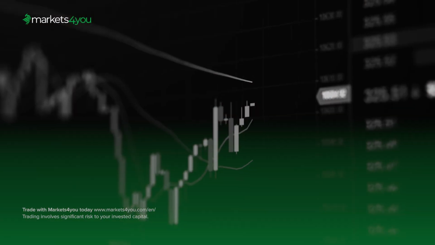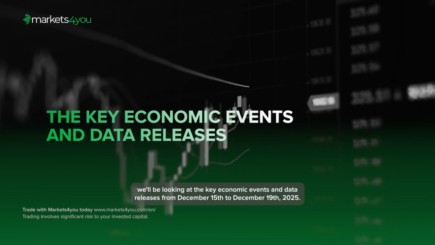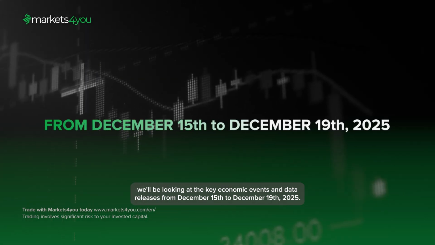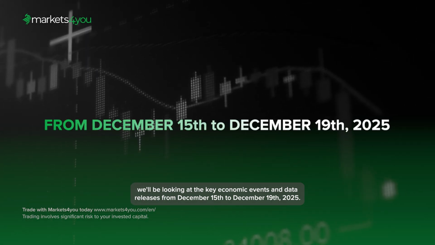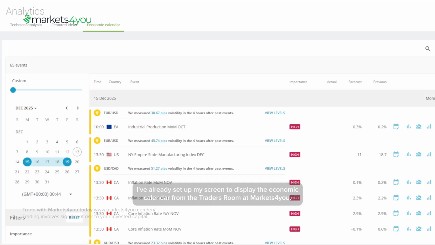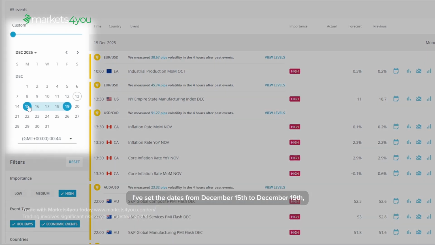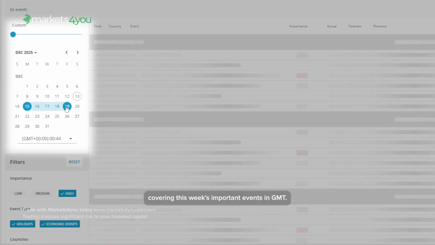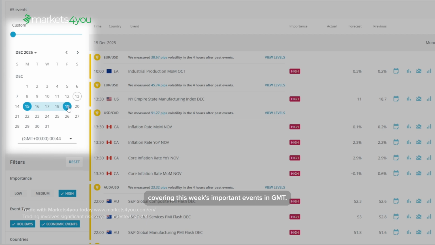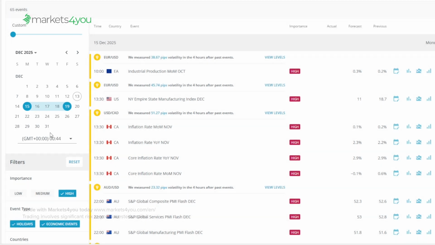In today's video, we'll be looking at the key economic events and data releases from December 15th to December 19th, 2025. I've already set up my screen to display the economic calendar from the traders room at Markets4U. I've set the dates from December 15th to December 19th, covering this week's important events in GMT. Please remember to adjust to your respective time zones. Let's dive into this week's events.